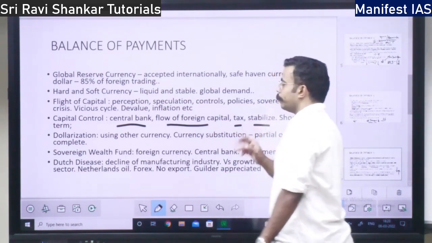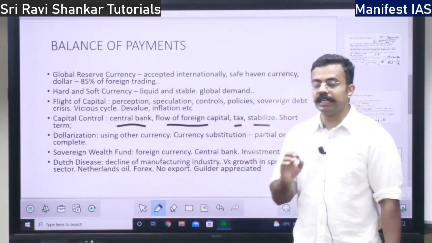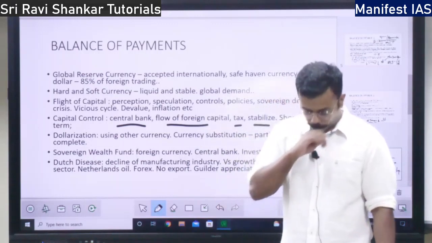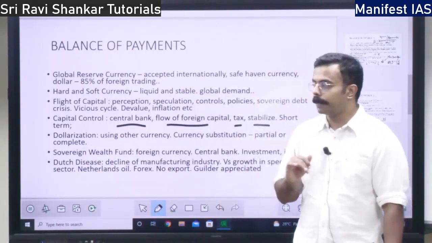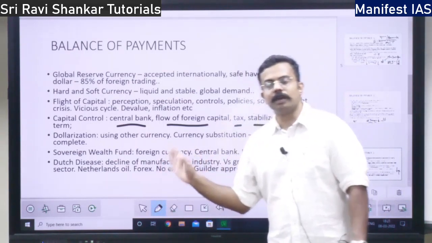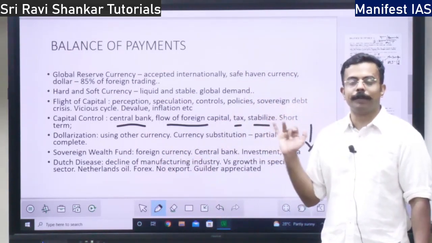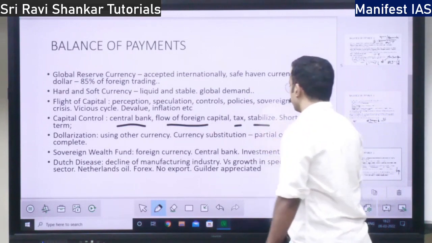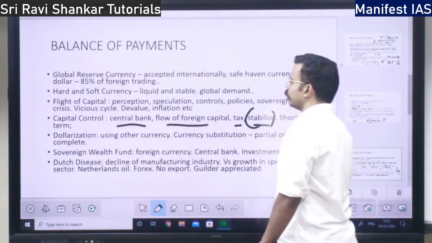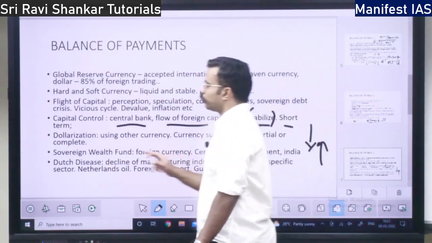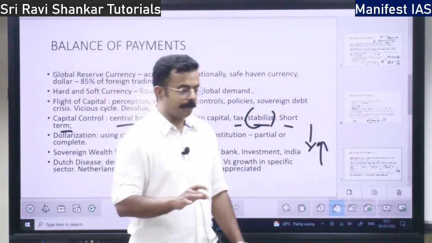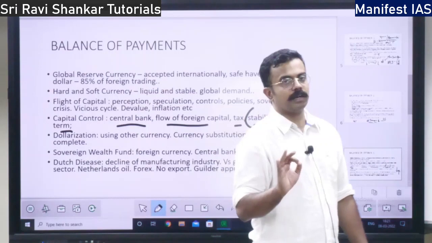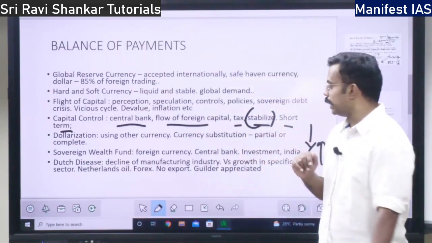By capital control, stability of the economy could be ensured. See, if there is no capital control, what happens? The money will come and go automatically. It will hamper the economy. So with capital control, there is stability in the economy. Capital control can be only for the short term. Monitoring how the money comes and goes, that is capital control. It is not a long term policy, right?